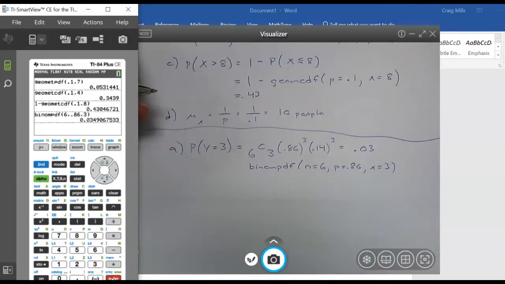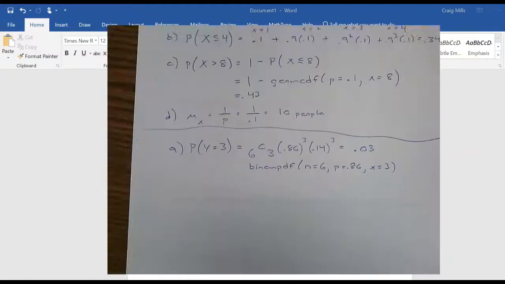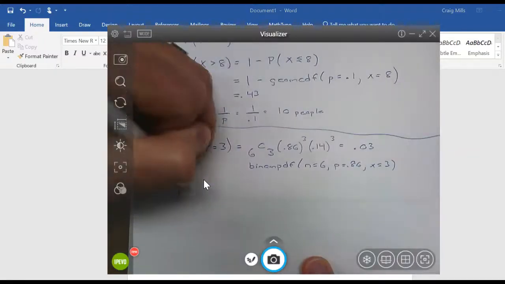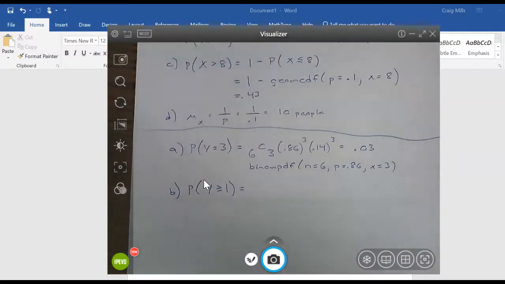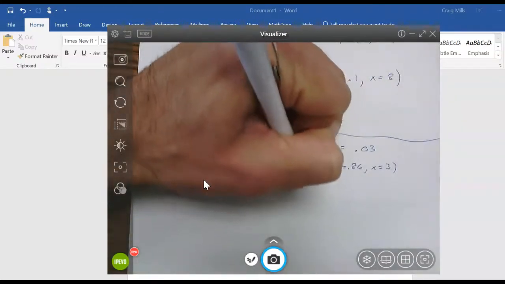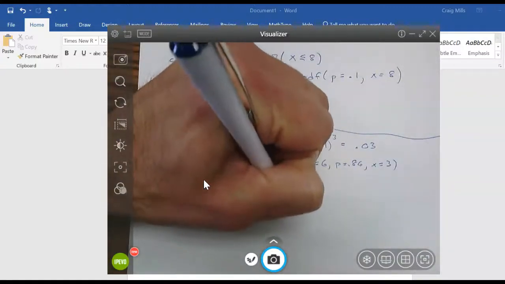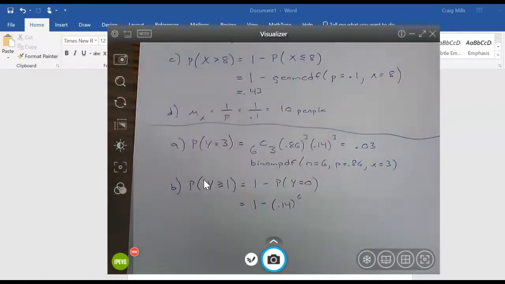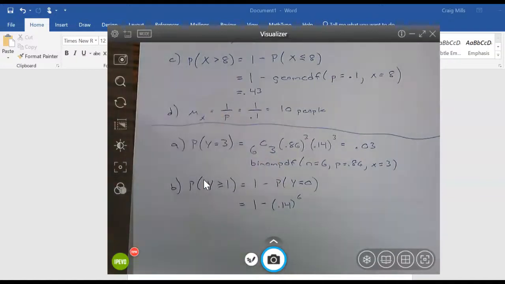Okay. So let's take a look at part B. They pass some of their exams. Not as clear. You got to think about what does some mean? Well, some means at least 1. Now, we can take the knowledge that we learned last unit and apply it here. I could do 1 minus the probability that they pass 0 exams. That would simply be 1 minus 0.14 to the 6th. They pass 86% of the time, the other 14% they don't.